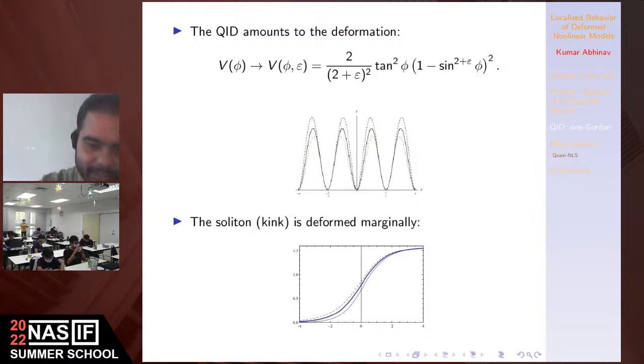So the solid line is the undeformed one, and the dotted lines are the deformed ones, corresponding to the same parameter values as the potential. What happens is that they don't differ that much. So still you obtain a localized structure, and that means under this particular deformation you can still have solitons because you have a localized structure. There will just be some local deformation.